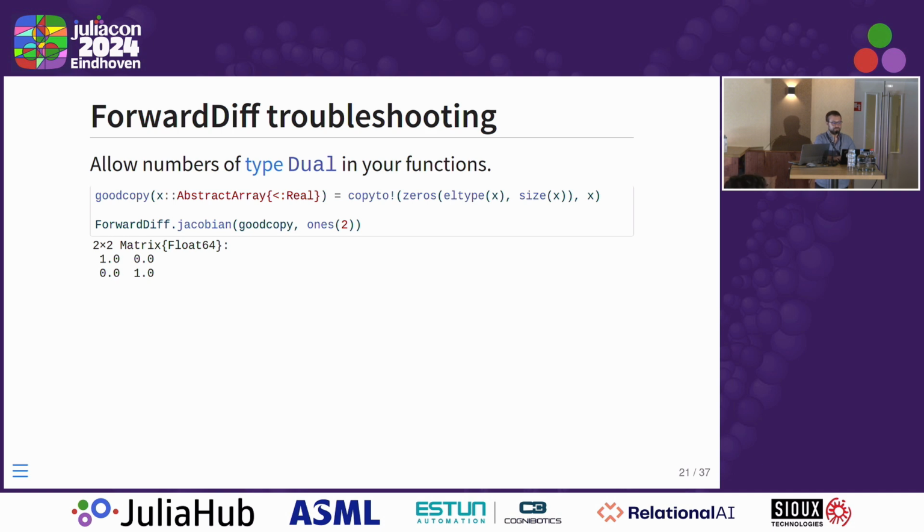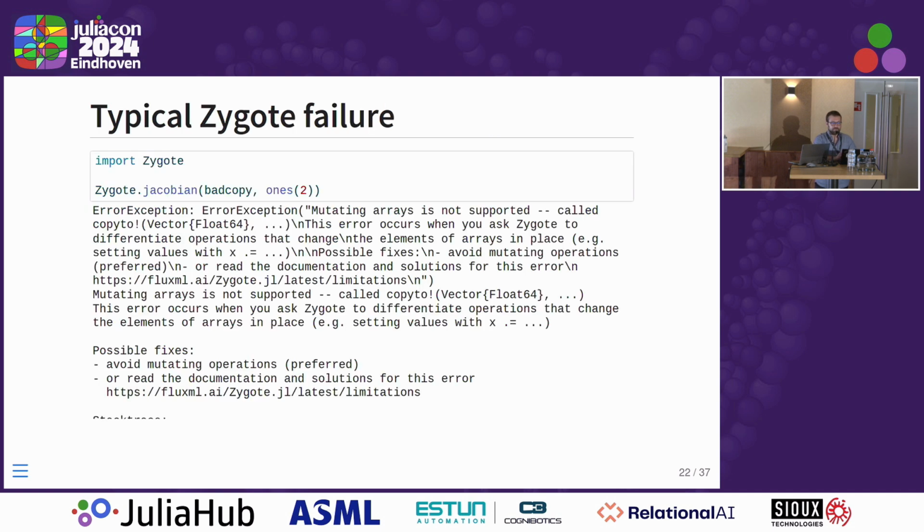So that's one example. The other one, which pops up the other half of the time on Discourse, is this error. So ForwardDiff will fail because you don't allow generic types. Zygote will fail because you mutate stuff. In my bad copy function, I had a copy2 with a bang, which means it mutates its input. And here Zygote is going to tell me mutating arrays is not supported. This error occurs when you ask Zygote to differentiate operations that change elements of arrays in place. This is sufficiently explicit, but I'm highlighting it just for good measure.